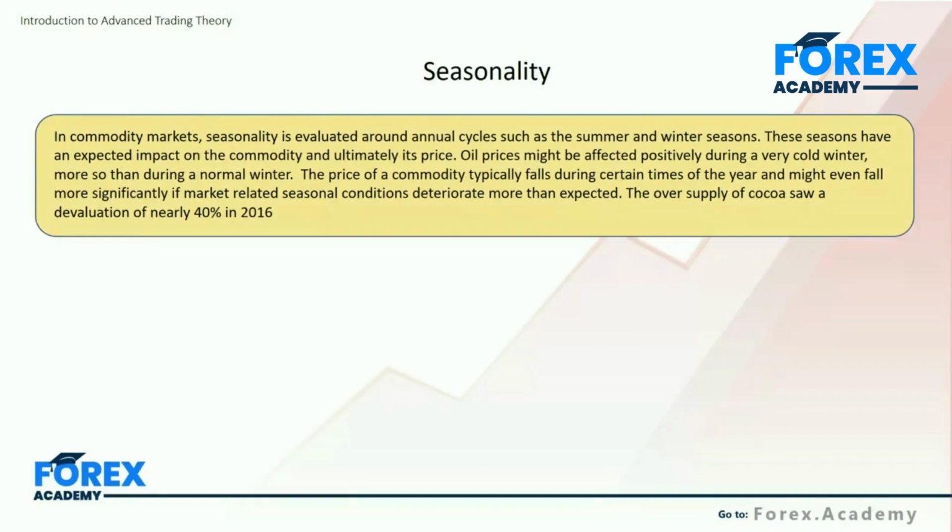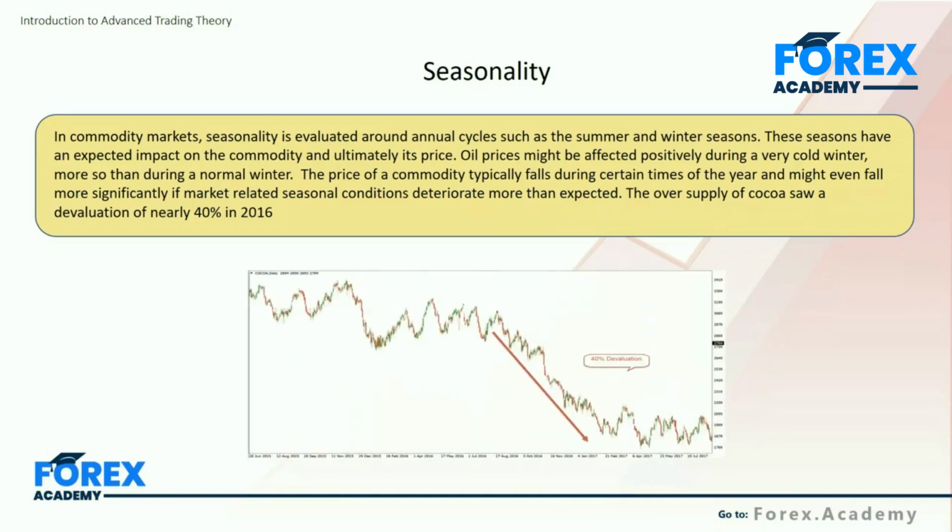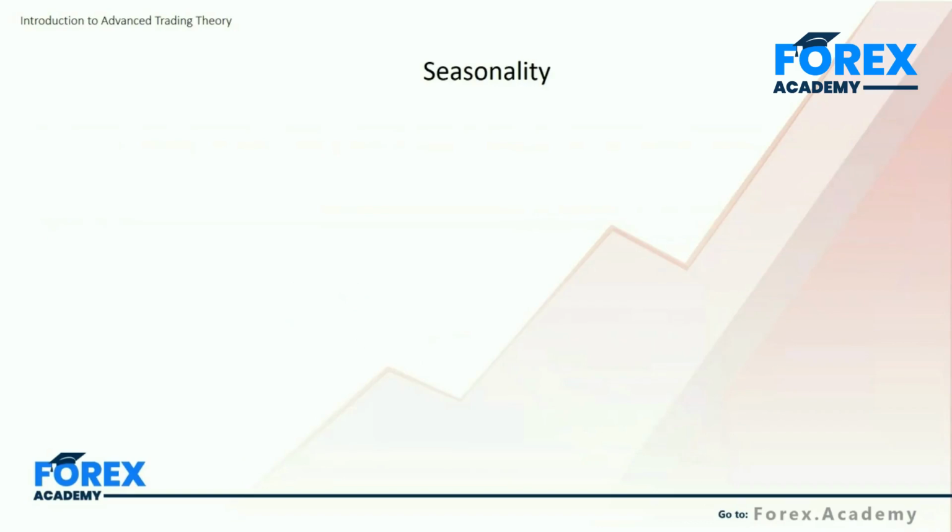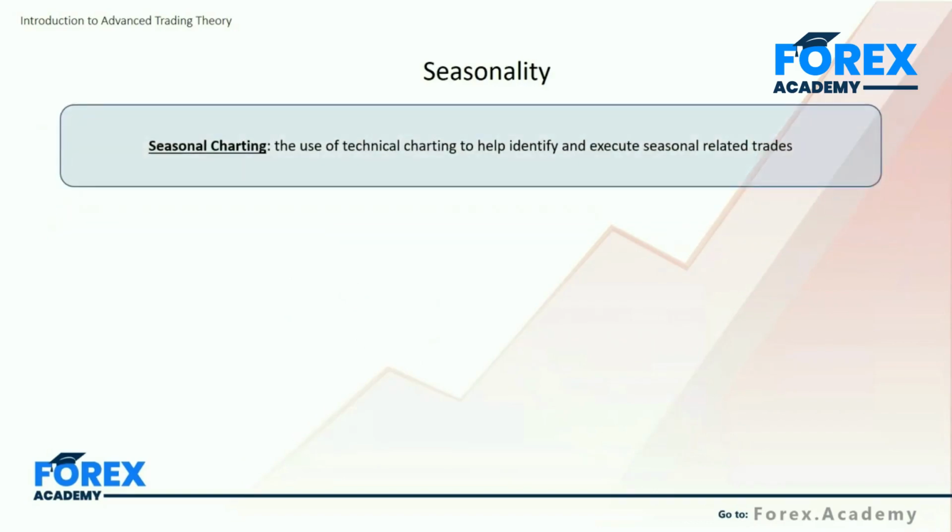deteriorates more than expected. If, for example, we were looking at the cocoa market in 2016, an oversupply of cocoa saw a significant negative impact on the price, resulting in a devaluation of nearly 40%. The chart in front of you illustrates what happened to the price of cocoa in 2016. In looking at seasonality, we can also introduce the term seasonal charting. Seasonal charting is essentially the use of technical charting techniques to help identify and execute seasonal related trades.